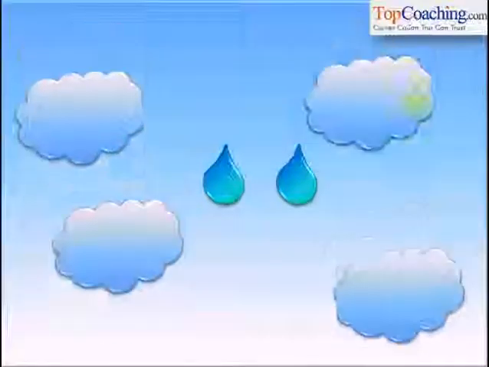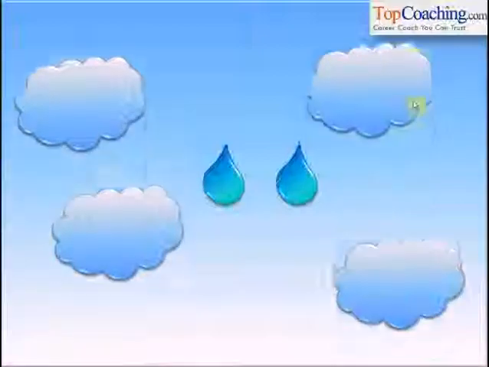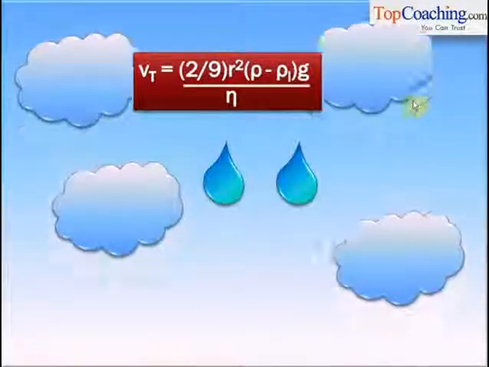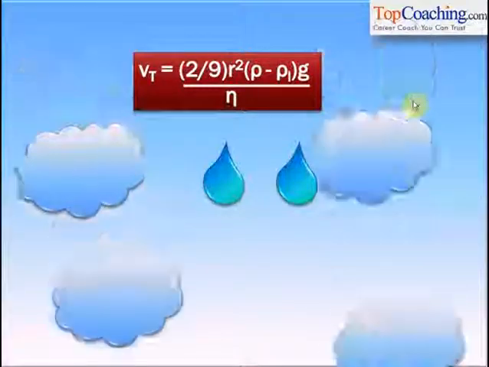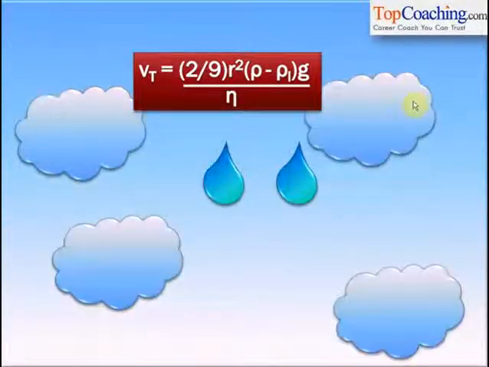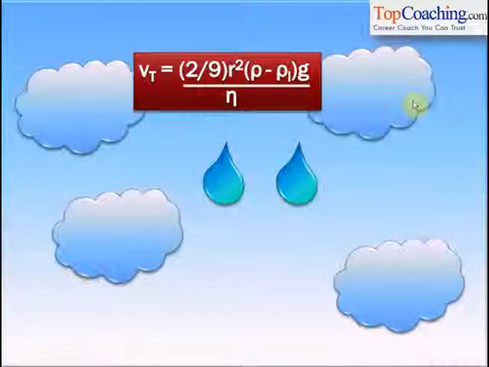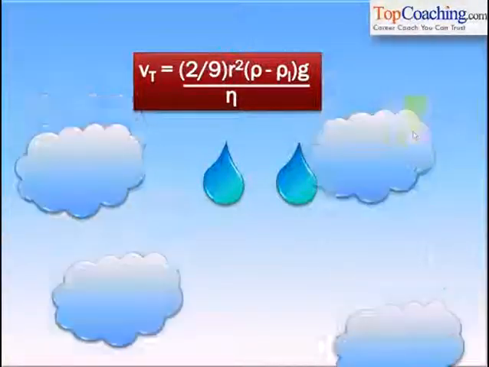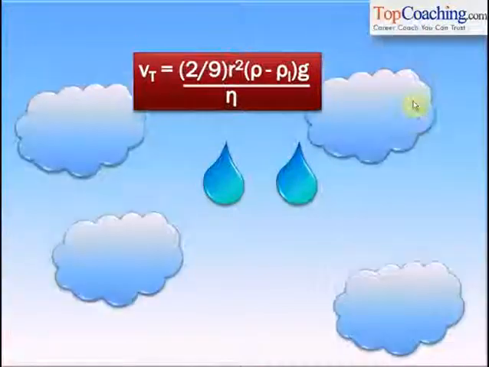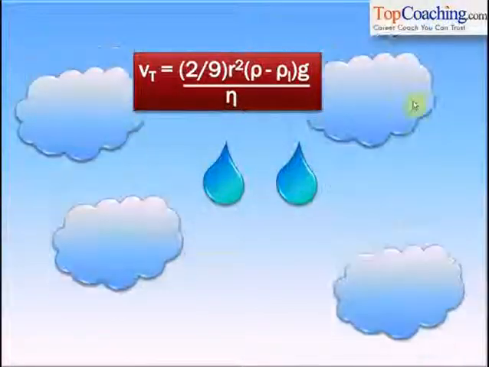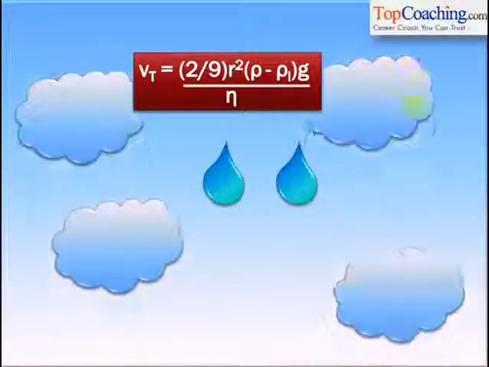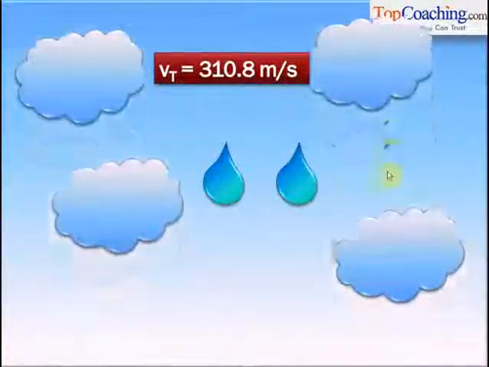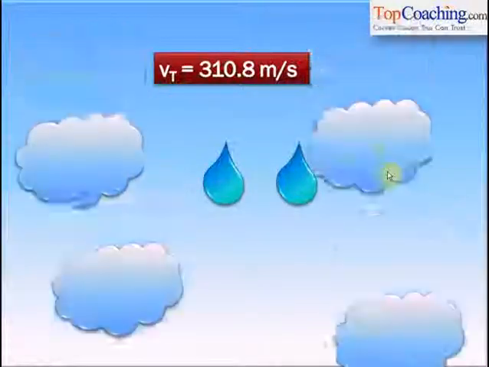So basically there are these two raindrops that are falling down onto the earth from a height of 5 kilometers. How do we find the terminal velocity of these raindrops? We can find the terminal velocity by using the formula we just found out. After all, a raindrop is also similar to a ball falling on the ground. It's spherical. So Vt, the value of terminal velocity, can be given by this formula. Vt comes out to be 310.8 meters per second.